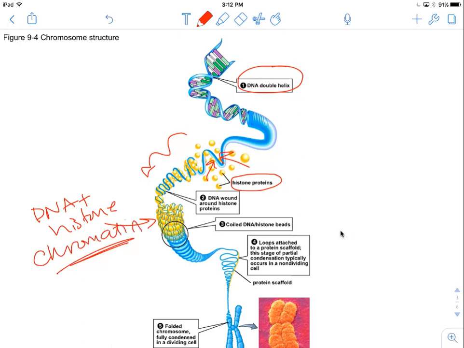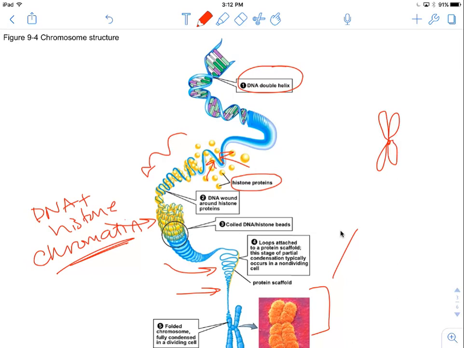And this is another difference between prokaryotic and eukaryotic chromosomes. Prokaryotic chromosomes do not have histones. They are not chromatin. Eukaryotic chromosomes do have histones. They are made of chromatin. Okay. And so for eukaryotic chromosomes, again, the folding just continues until you get that X structure that we typically recognize as a eukaryotic chromosome.